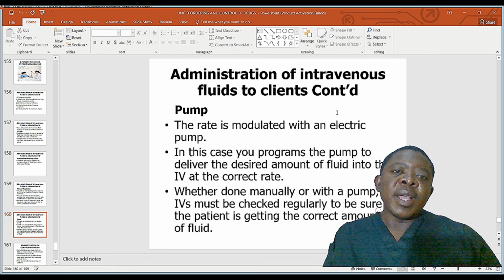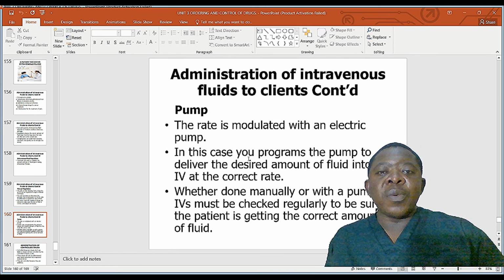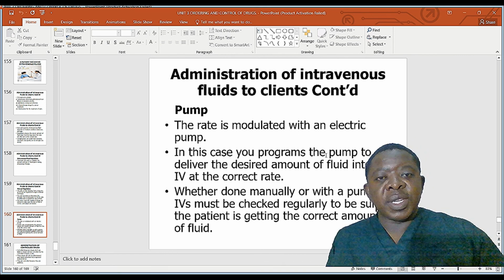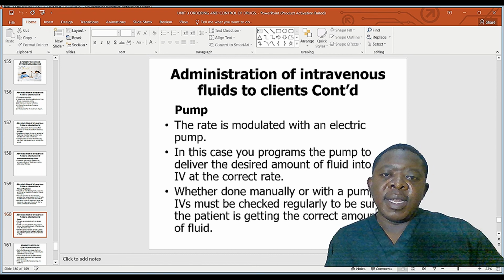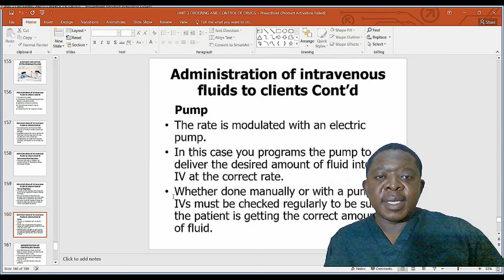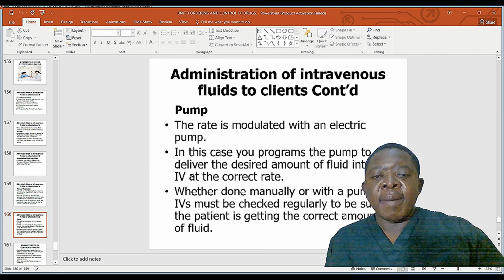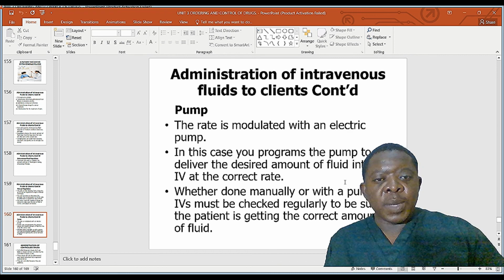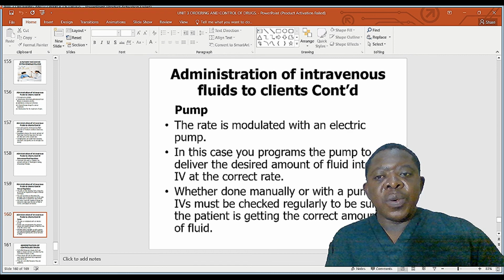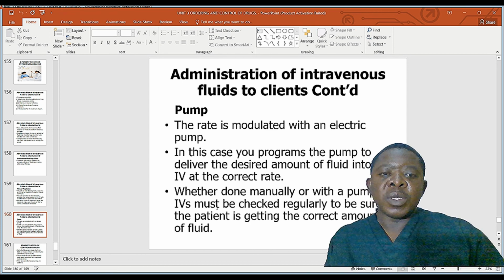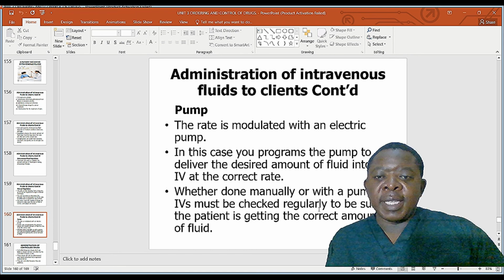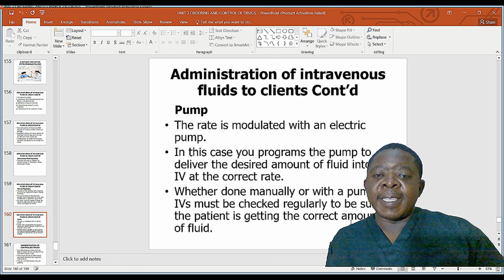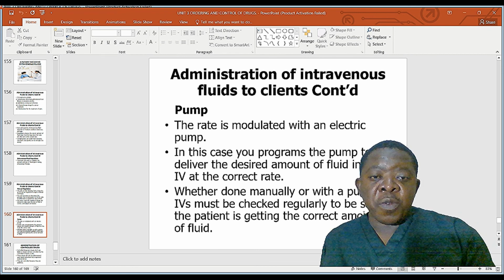Okay, now on the issue of the pump, the rate is modulated with an electric pump. In this case, you program the pump to deliver the desired amount of fluid into the intravenous line at the correct rate. Whether done manually or with a pump, intravenous fluids must be checked regularly to be sure that the patient is getting the correct amount of fluid.